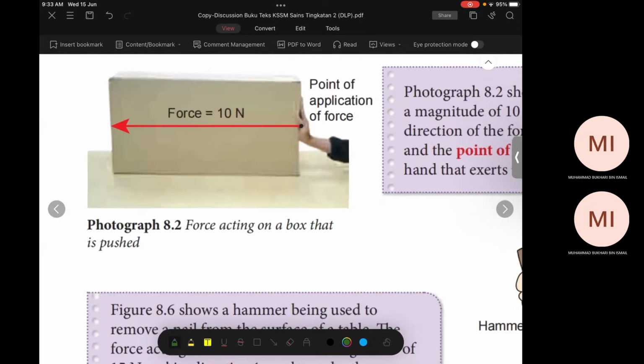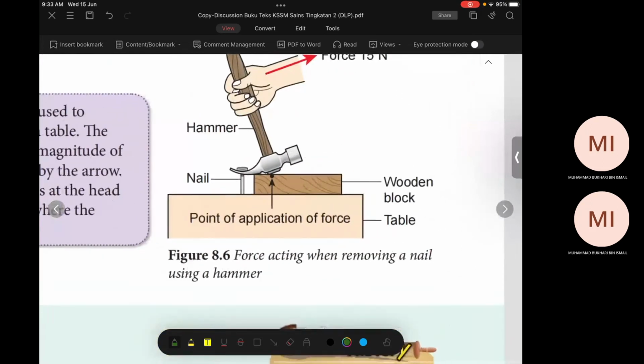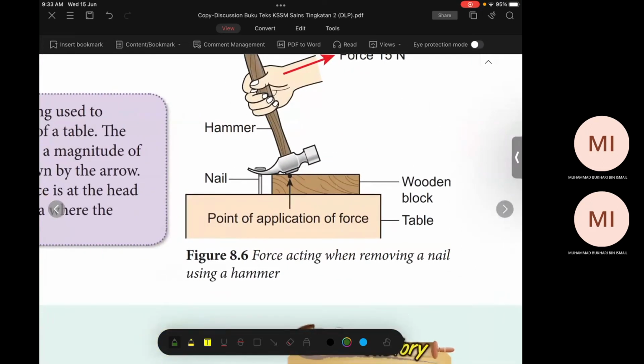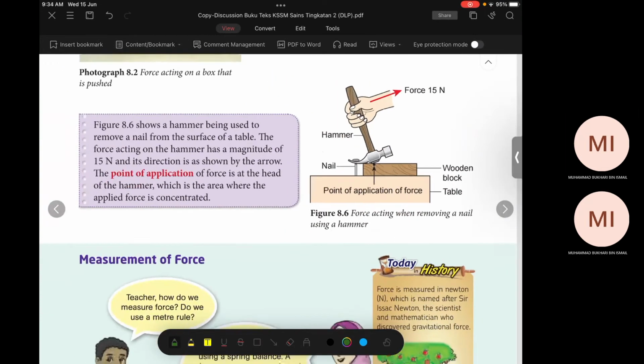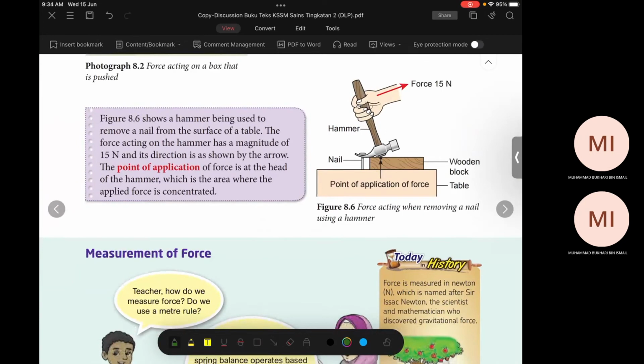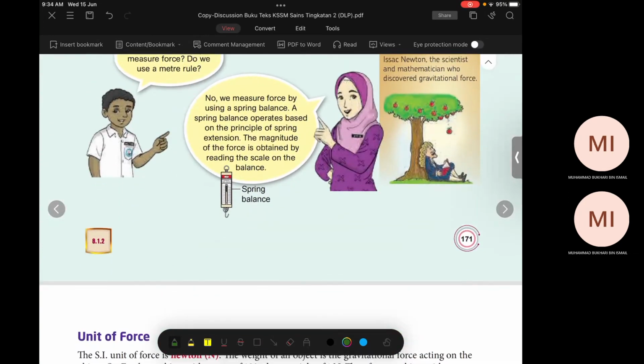For example, this box is pushed, right? And the magnitude is 10 Newton. And then what is this? Hammer. You pull the nail out. So it has direction also, and it has magnitude. Actually, you can read all this yourself, but we're going to discuss it generally like that.